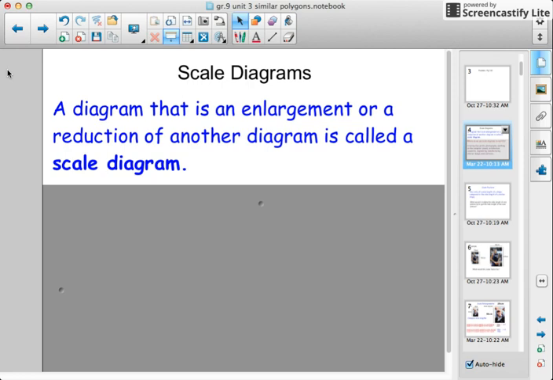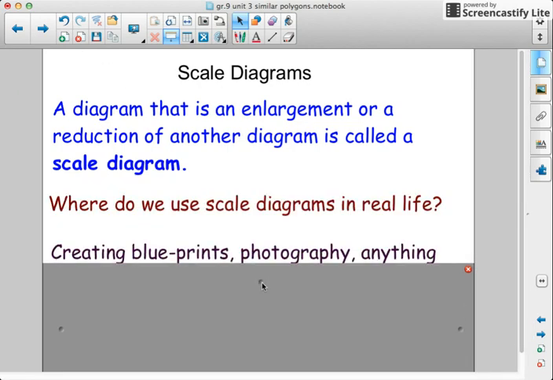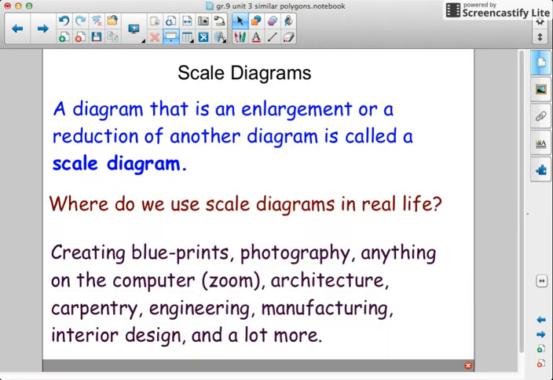This unit is going to be on scale diagrams. A scale diagram is a diagram that is an enlargement or reduction of another diagram. So where is this used in real life? Well, you use it all the time on your cell phone when you enlarge or make pictures smaller so you can see them. We also see it in blueprints, photography, architecture, carpentry, engineering, manufacturing, and a lot more. So it is important.